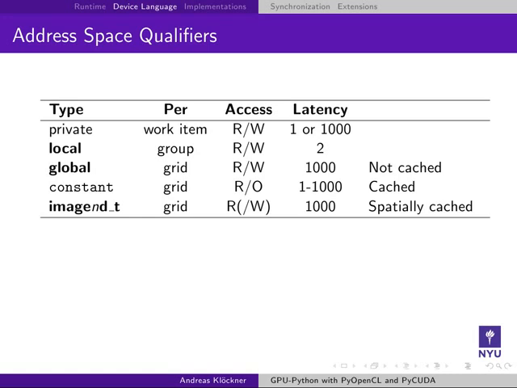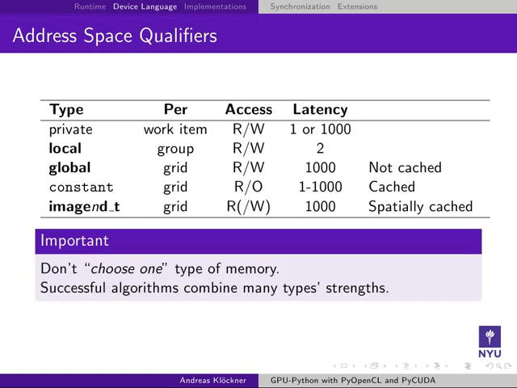Global is the big device memory, and there is also constant memory. I don't know if you've heard about that. It exists too, as do textures. Key point: don't focus on just one of these memories. Usually successful algorithms keep all of those in mind and combine the good features of all.